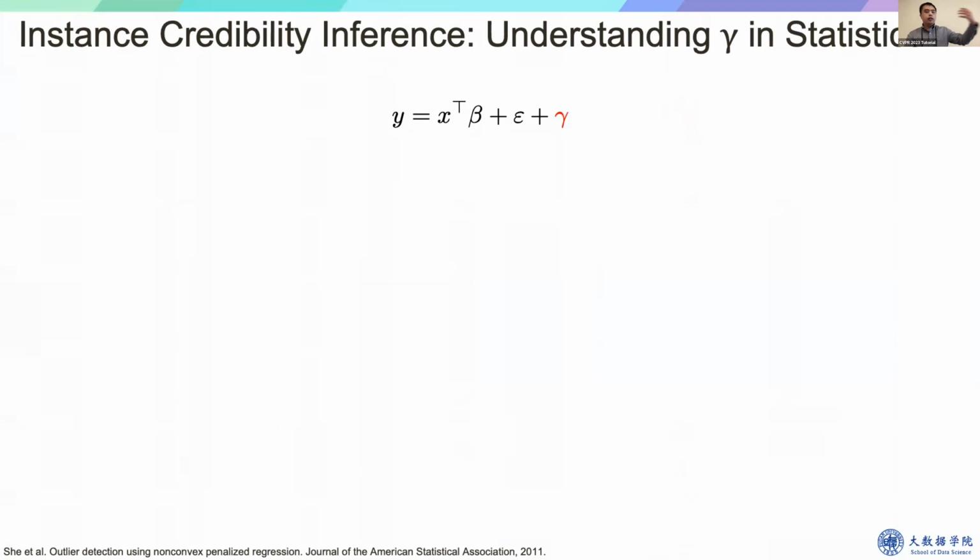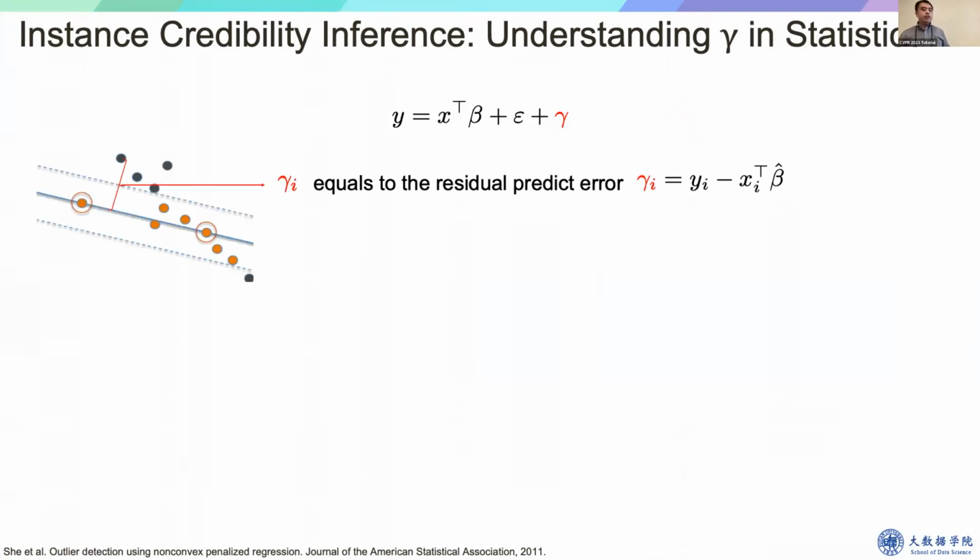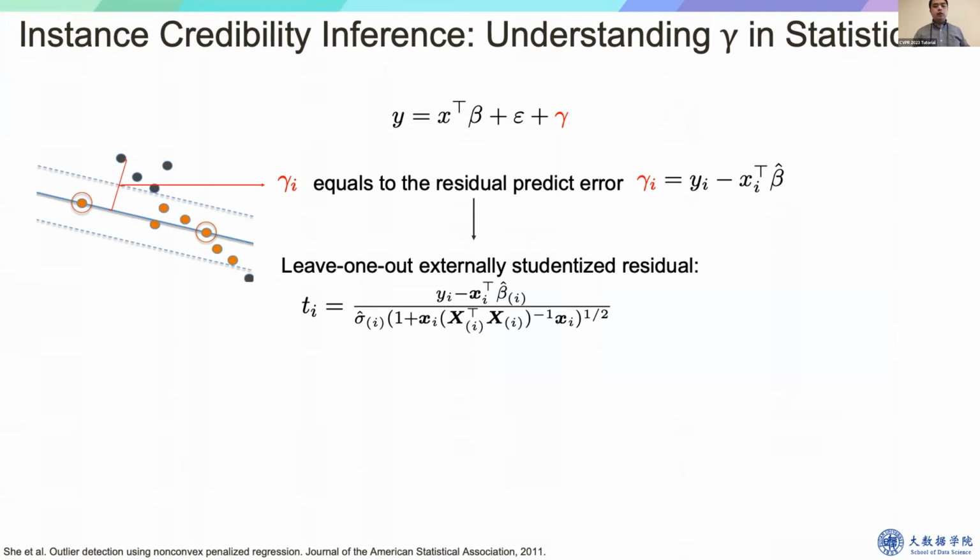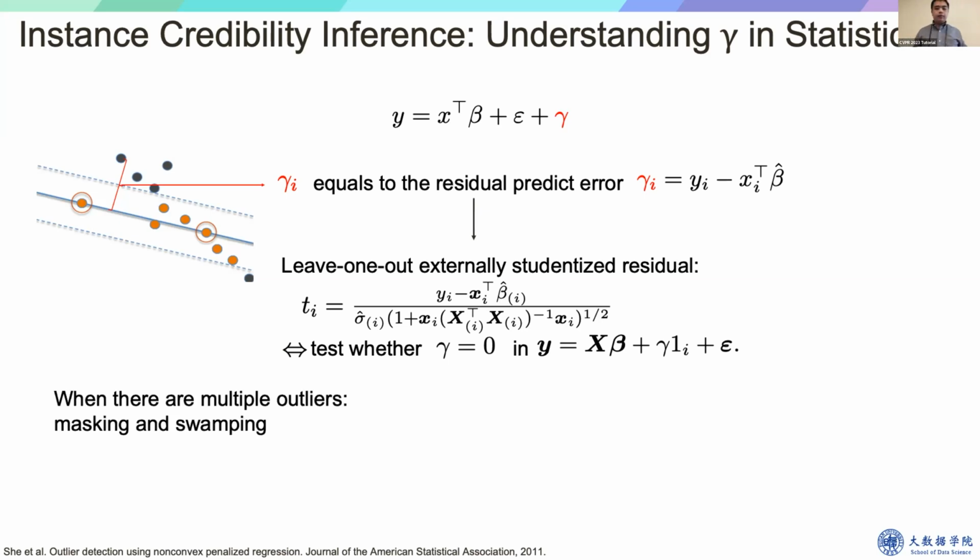Basically, gamma can be regarded as a residual prediction error, which is a baseline method to identify noisy data in the training set. However, this raw residual fails to detect outliers at the leverage points. A better way is to use some statistical testing to test whether the predicted residual is large based on the other observations. And this is equivalent to testing whether gamma equals 0 in this equation. But this only works when we have only one noisy data point. And when there are multiple outliers, we have several problems like masking and swamping.